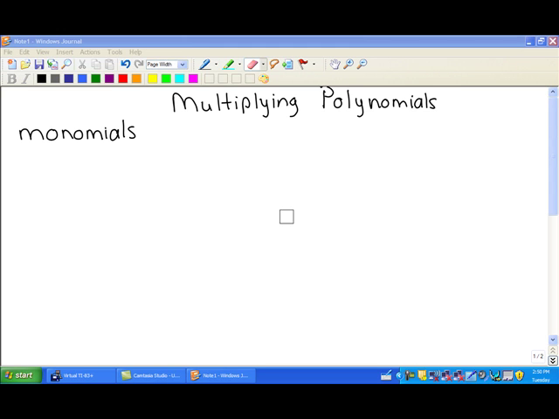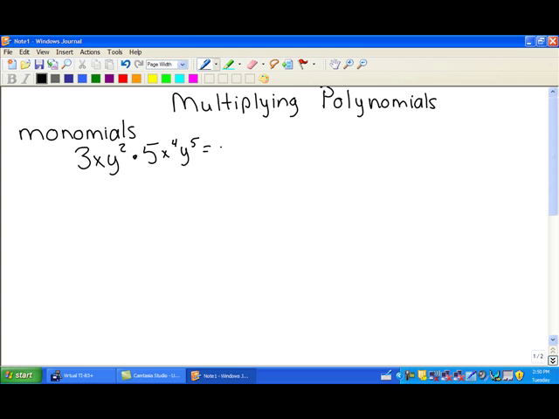We're going to review how to multiply polynomials together in this section. We're going to start off with the easiest case scenario, or monomials. If we have the monomial 3xy squared times 5x to the fourth y to the fifth, remember you multiply the coefficients together, so 3 times 5 will give us 15, and when we're multiplying variables we add the exponents.